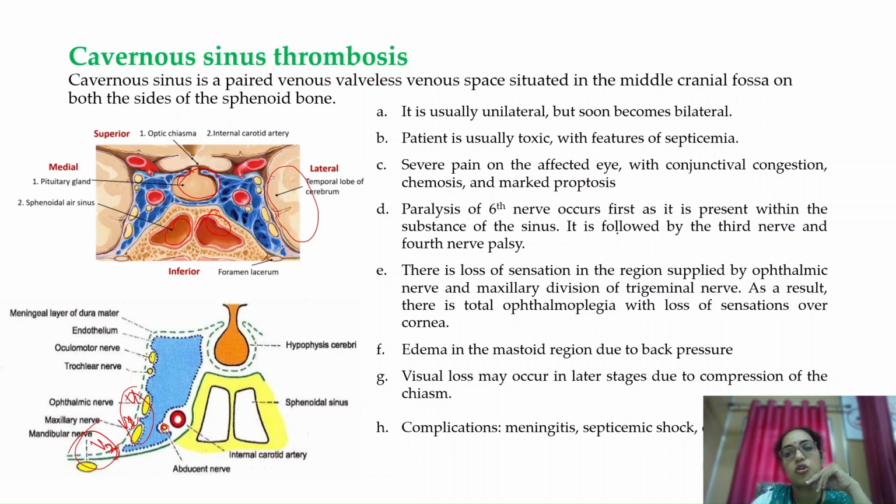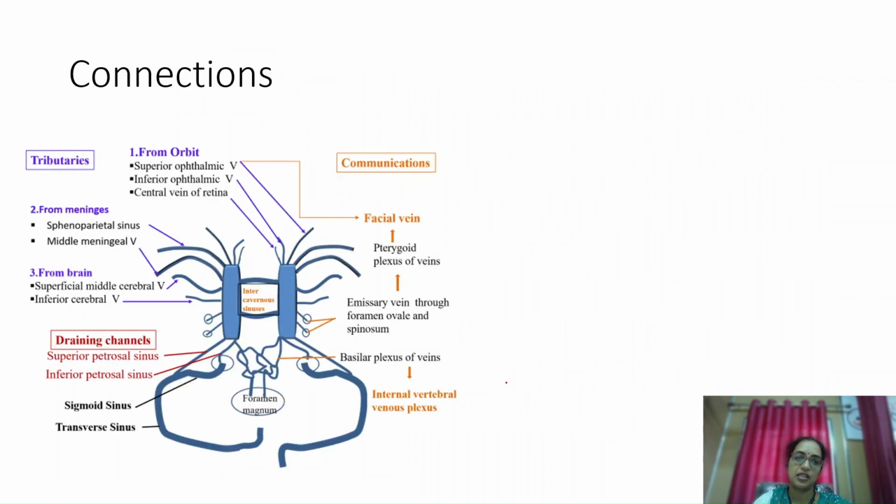It's usually then followed by third and fourth nerve palsy. There is a loss of sensation in the region supplied by the ophthalmic and the maxillary division. Okay, so there is total ophthalmoplegia with loss of sensations. Okay, there might be an edema on the mastoid region due to the back pressure from the emissary veins, and there might be visual loss in later stages due to the compression of the optic chiasm. Okay, so what are the complications? Meningitis, septicemic shock, and death.